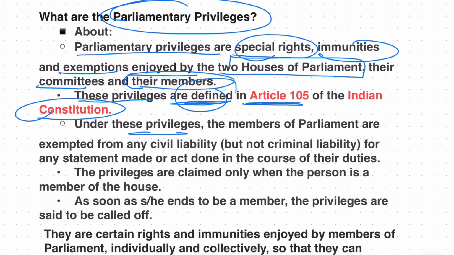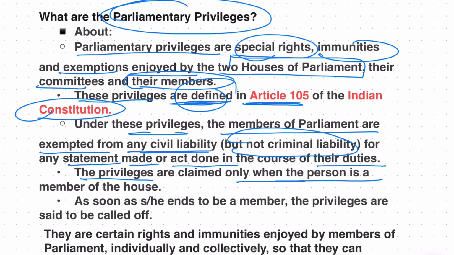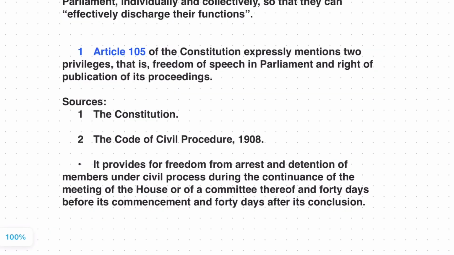Under these privileges, members of Parliament are exempted from any civil liability, but not criminal liability, for any statement made or act done in the course of their duties. The privileges are claimed only when the person is a member of the House. As soon as he or she ceases to be a member, the privileges are called off. Article 105 of the Constitution expressly mentions two privileges, that is freedom of speech in Parliament and the right to publication of its proceedings.